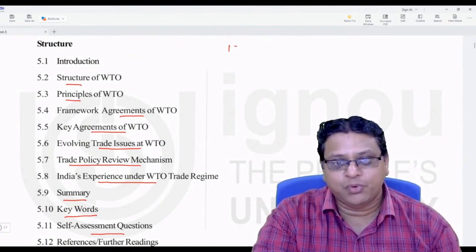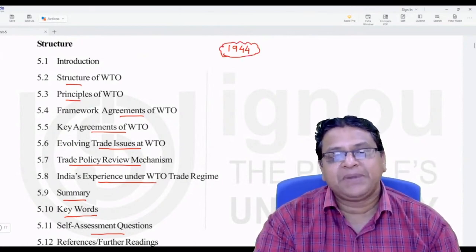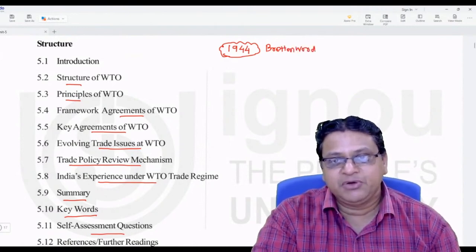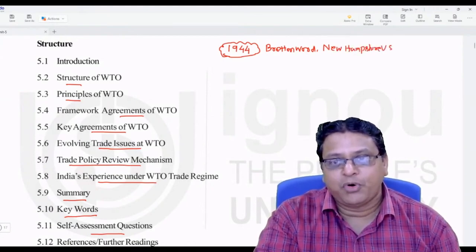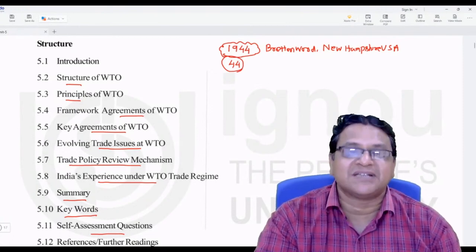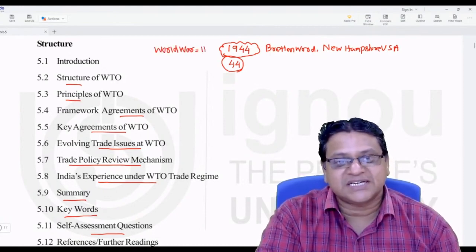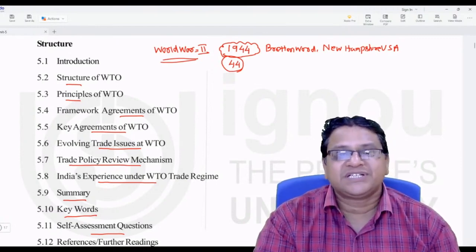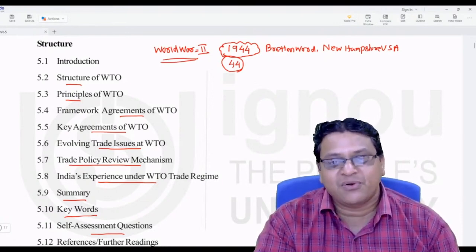In the year 1944, when World War II was over, in a place called Bretton Woods, situated at New Hampshire, USA, 44 countries met together and decided how to restore international trade, because after World War II, the international trade was devastated. No country believed other country. The international trade was very less. World was destroyed due to World War II. So the countries decided to restore the world which was destroyed by World War II.